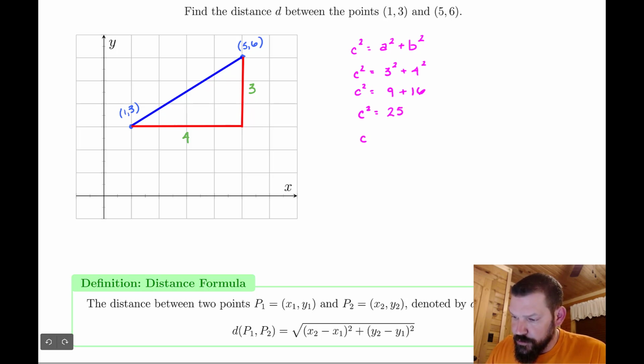Take the square root to find the value for c. The square root of 25 is 5. So we've come up with the distance between the 2 points as 5 units.